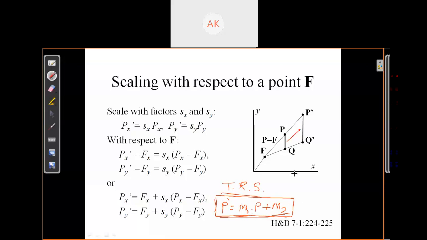I am just repeating. For translation, we have seen the matrix form P dash equals P plus T. For the rotation, we have seen the matrix form P dash equals R into P. For the scaling, we have seen S into P plus T. So this is the general form of the formula of your transformation. Here M1 is a multiplicative matrix and M2 is an additive matrix or translation term.